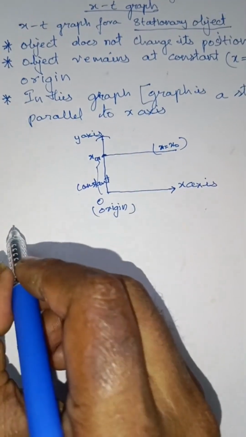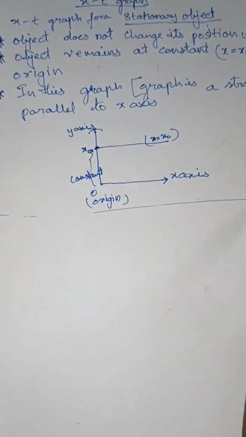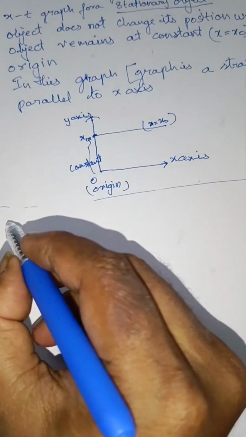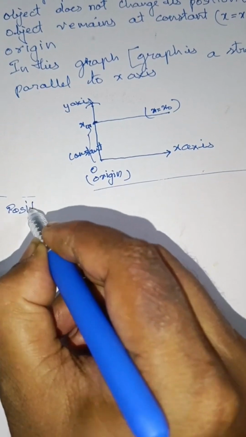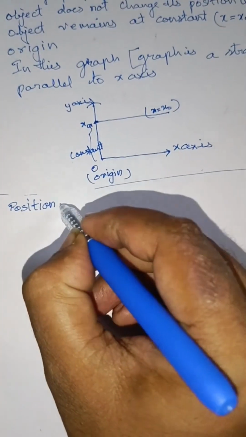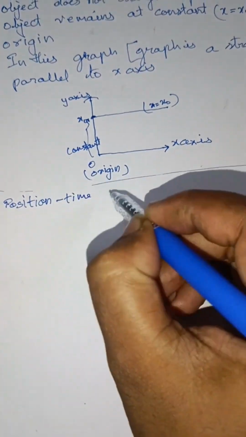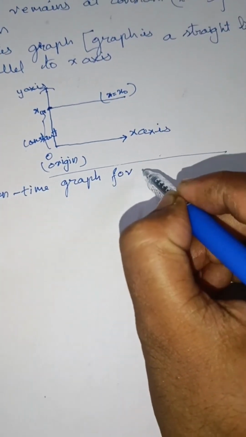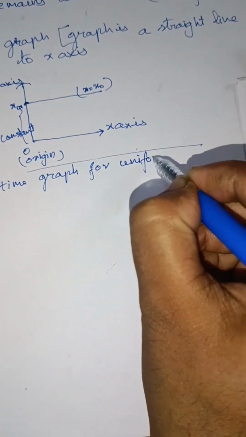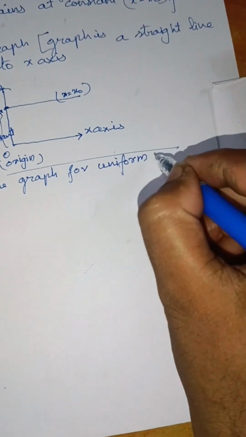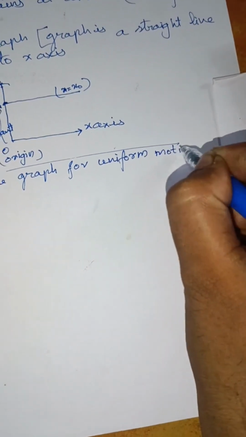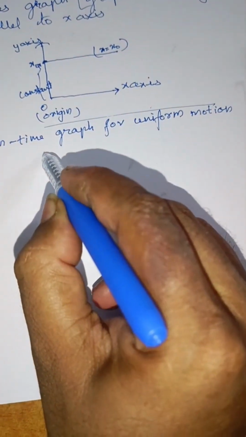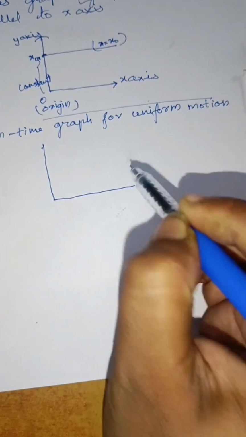The next very basic point we are going to discuss is the position-time graph for a uniform motion. Sir, how can we define the position-time graph for uniform motion? We have to draw the graph, obviously. There is no doubt about that.